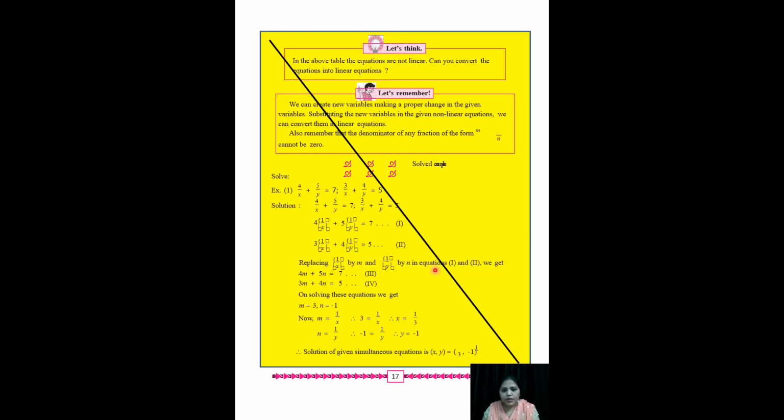Then we have page number 17. The whole page has been cancelled based on the same part. Cancelled. Now we'll see page number 18. The second example, cancel this too.